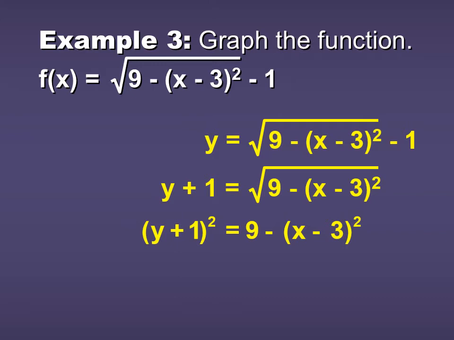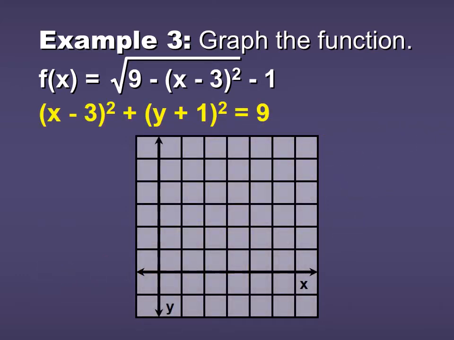Notice how I'm seeing y plus 1 squared equals 9 minus x minus 3 squared. I need to get this x minus 3 squared to the other side to put it into work form, so I'm going to add x minus 3 squared to both sides. Now I have y plus 1 squared plus x minus 3 squared equals 9. It's now in work form, which means that my center is at 3, negative 1, and my radius is 3.